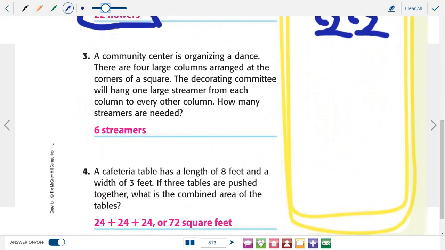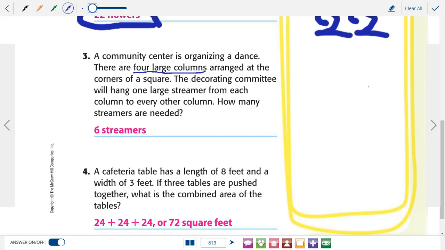A community center is organizing a dance. There are 4 large columns, okay? Arranged at the corners of a square. The decorating committee will hang one large streamer for each column to every other column. How many streamers are needed? Let's read it again slowly. So they are organizing a dance. They will have 4 large columns, okay, at the corners of a square.